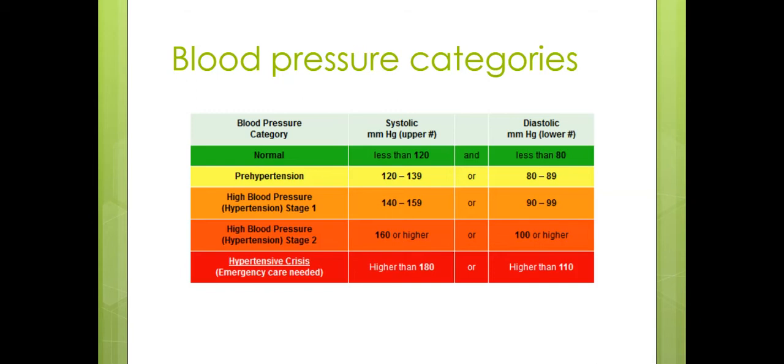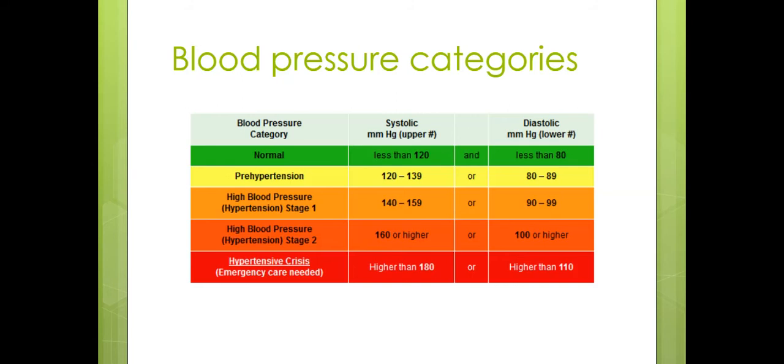High blood pressure stage 2 is 160 or higher. Diastolic is 100 or higher. A hypertensive crisis, which is an emergency room visit, is higher than 180 for the systolic, and higher than 110 for the diastolic. Stage 2 and hypertensive crisis are medical emergencies and the patients need to seek treatment immediately.